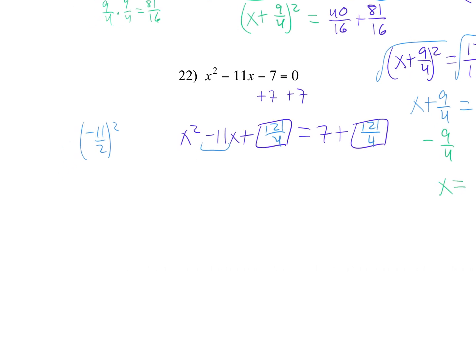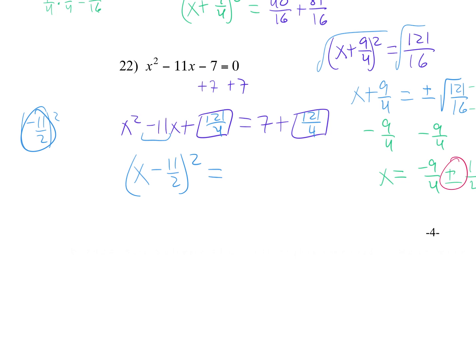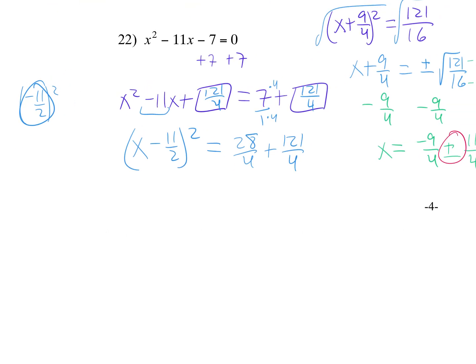All right, and then to factor the perfect square trinomial, this is going to become x minus 11 over 2. We use our b over 2 term, squared equals, and then we want to get a common denominator. 7 is the same as 7 over 1, multiply the top and the bottom by 4, so we should get 28 over 4 plus 121 over 4. And then 28 plus 121 is going to get you 149.